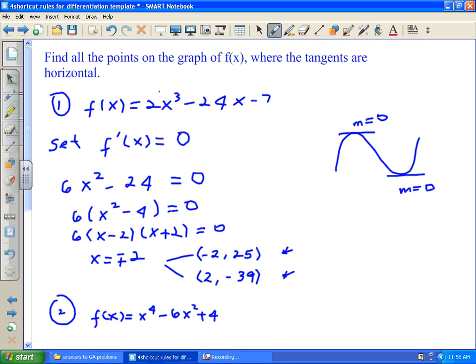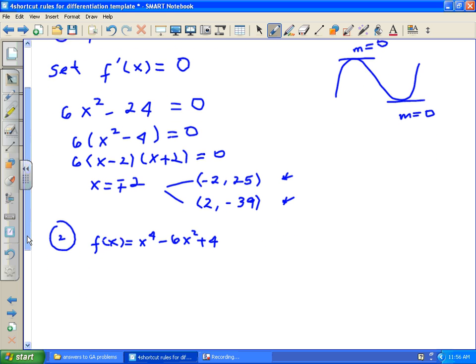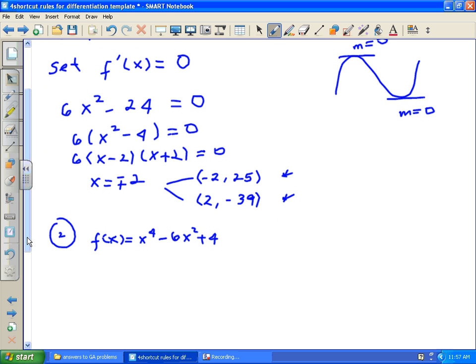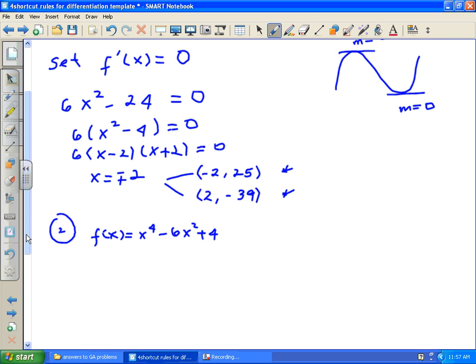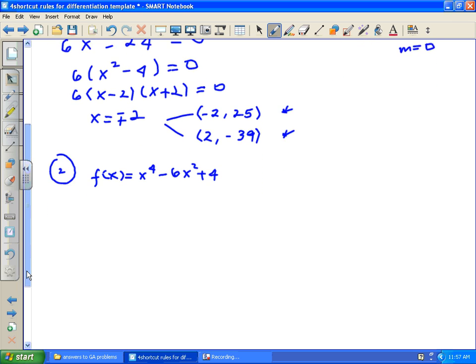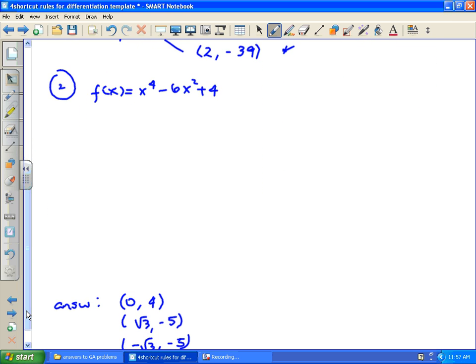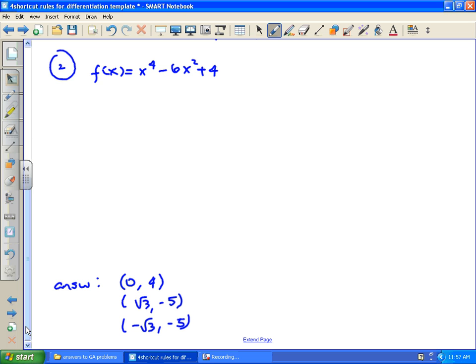And I ask you to do the same thing for this last example. Find points on this curve where tangent lines are horizontal. I want you to work on that. I'm going to leave you with the answer. And when you're done, come back and check your answer, please. So it looks like there's going to be 3 separate answers in this case.